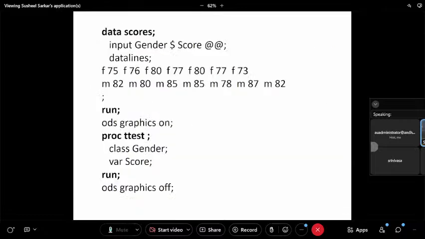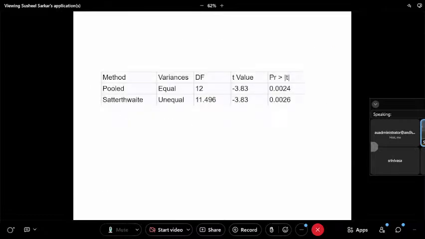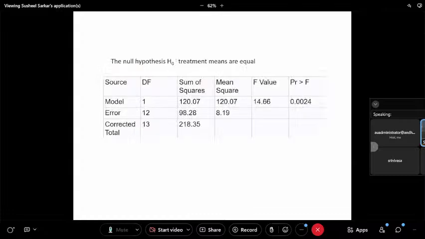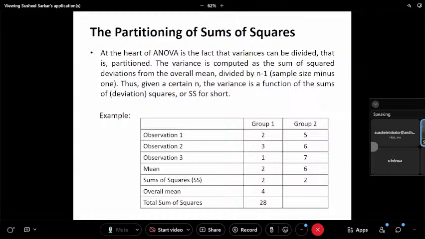Suppose we have three groups, A, B, C, and we want to compare their means. Should we go for three different t-tests? Yes or no? Anybody? Can I apply three different t-tests?